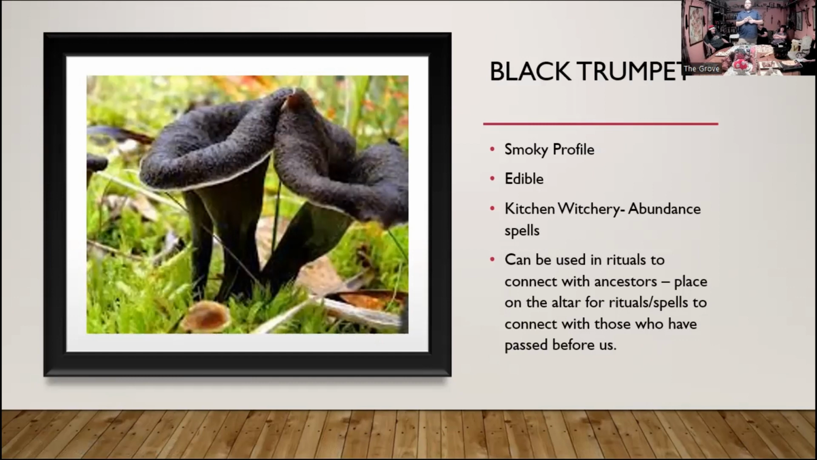Now, the Black Trumpet, this one was interesting because it's got more of a funnel shape to it. You see it's got the really well-defined cap, the really deep stem. And for this one, it's got more of a smoky profile, so I'm thinking more of a barbecue type of sensation. And it's considered to be good for abundant spells and for rituals with ancestors. That's beautiful. That's gonna be another one that's hard to find though, I would guess.